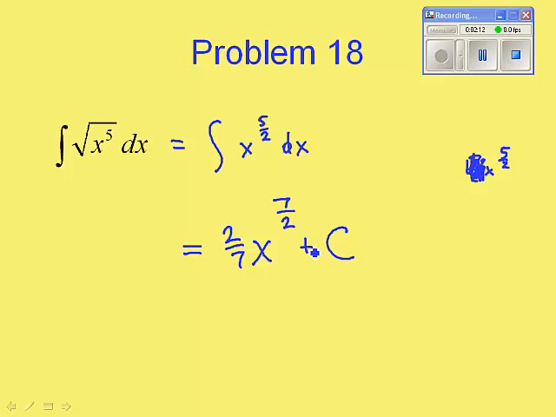Okay, I added 1. All I did was I said, well, I'm going to do 5/2 plus 1. But how do you do that? You have to write 1 as a fraction. So I'm going to write it as 5/2 plus 2/2, and that's how I get the 7/2. The reason we add 1 is because when we take the derivative, we're going to subtract 1. Does that make sense? Good.